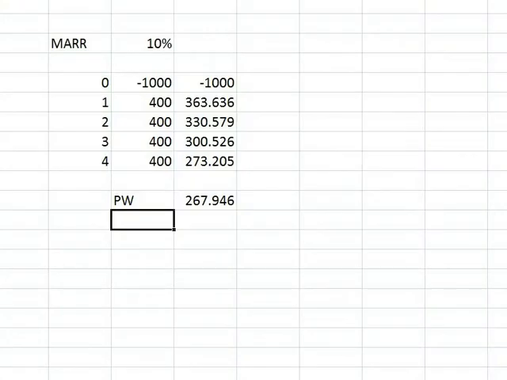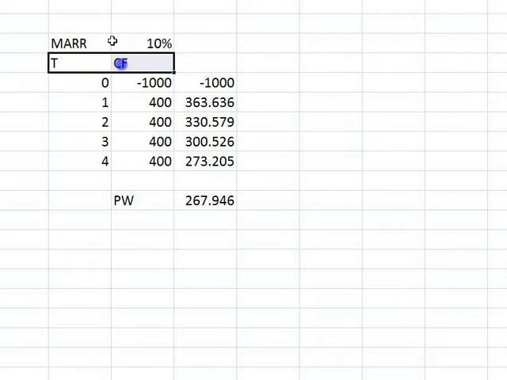Let's consider a project in which the cash flows are depicted to be, in year 0, 1,000. That's the initial investment, so it's a negative cash flow. And then you have annuities of 400, 4 annuities of 400 each at the end of time t equals 1 through 4.